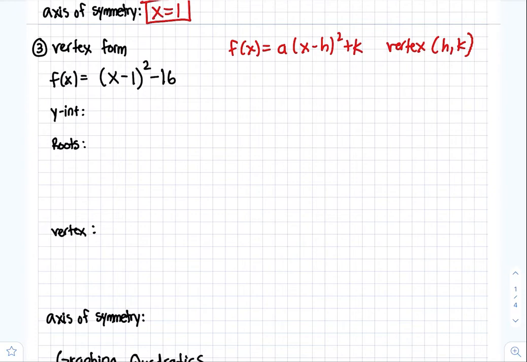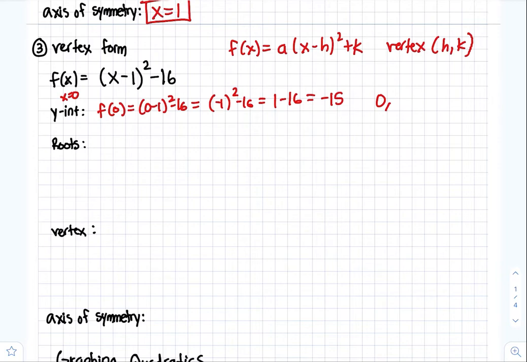Now, for the y-intercept, you set x equal to 0, so f of 0 equals 0 minus 1 squared minus 16, which is negative 1 squared minus 16. Negative 1 squared is positive 1. Keep the minus 16, and that's negative 15. So your y-intercept is 0 comma negative 15.